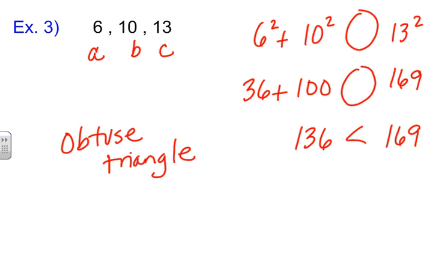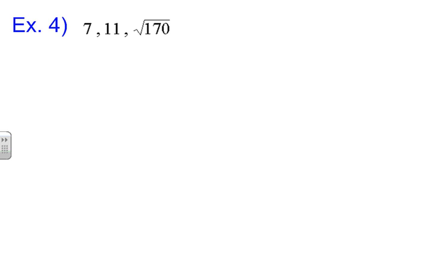We'll try it one more time. 7, 11, and the square root of 170. So the legs are 7 and 11, and the hypotenuse is the square root of 170. We know that the square root of 170, just for information, is 13.08, and on and on. Pardon me, I stand corrected. 13.04, and on and on.